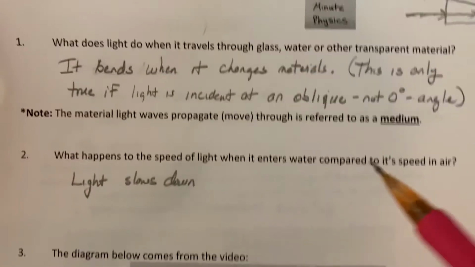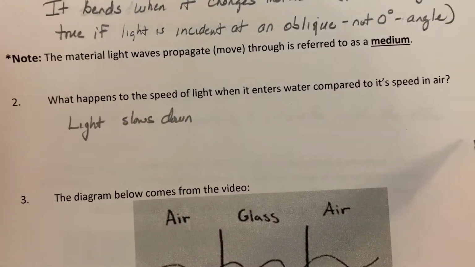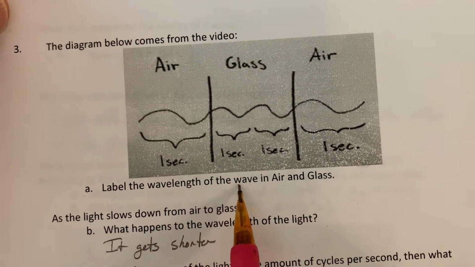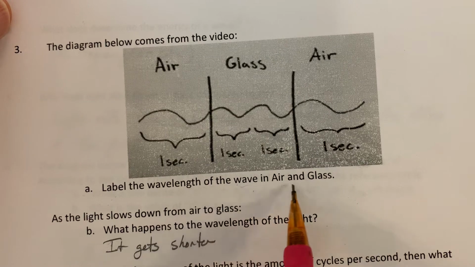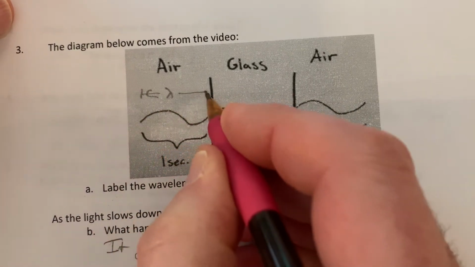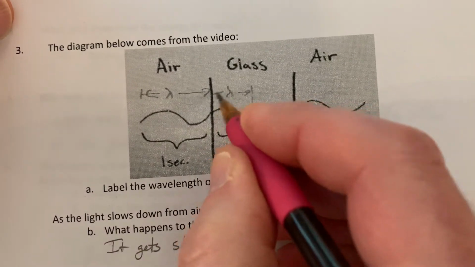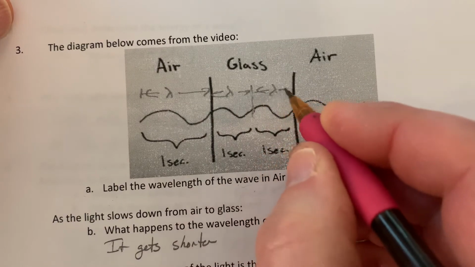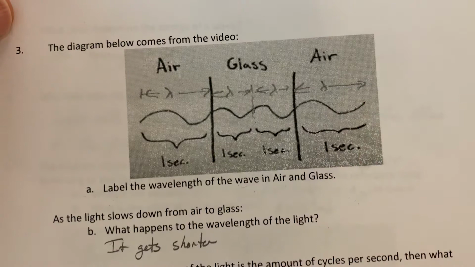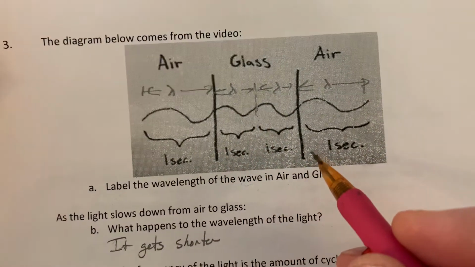What happens to the speed of light when it enters water compared to air? It will slow down. Now, it says here, label the wavelengths of the wave in air and in glass. Well, here's a wavelength right here. However, there's a wavelength here. There's a wavelength here. And then there's your wavelength right there. Okay, so you can see the wavelength got shorter over here.